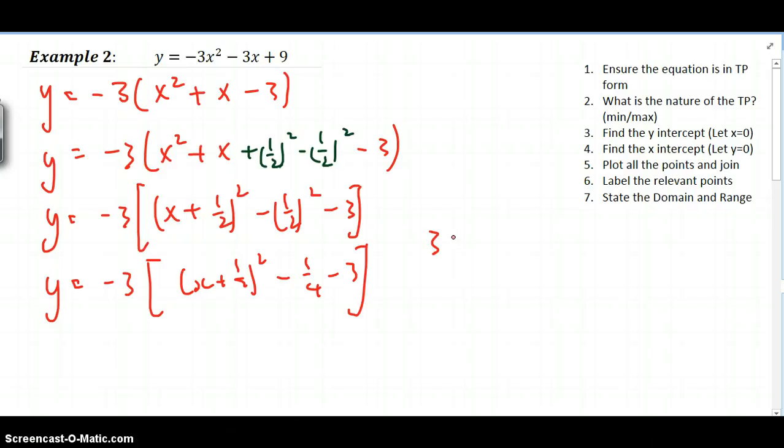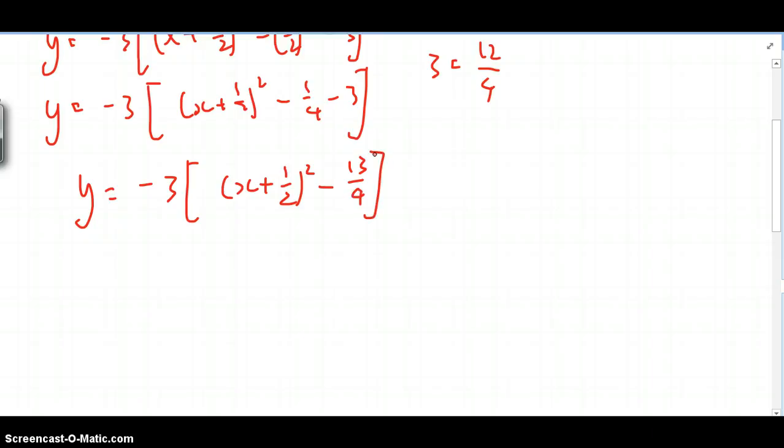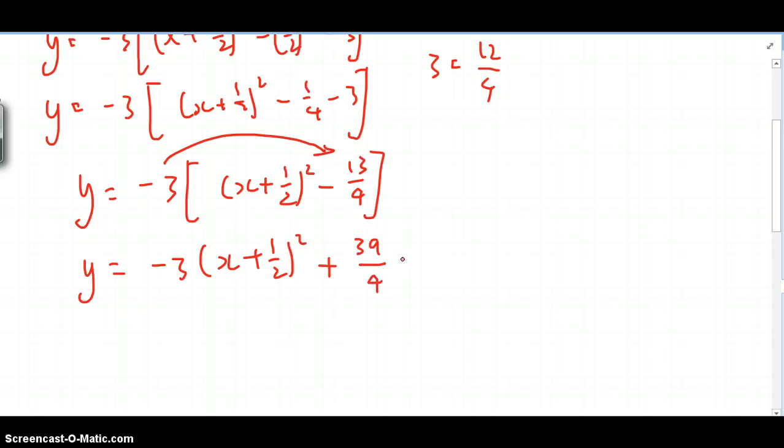And so 3, that's the same as saying 12 on 4. So in turning point form, this equation will be y equals minus 3 brackets x plus a half squared minus 13 on 4. And then just the final step, we need to expand the brackets here. So this becomes y equals minus 3 x plus a half squared plus 39 on 4. So that is our turning point form right there.